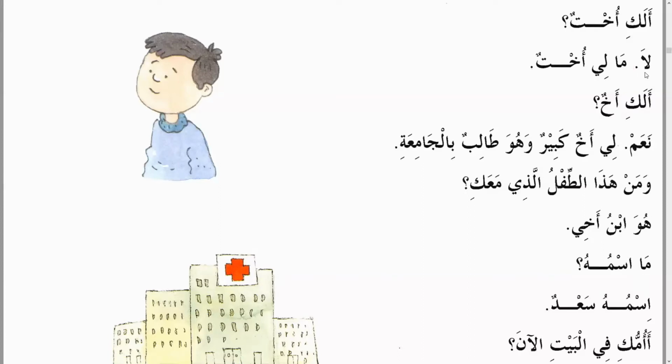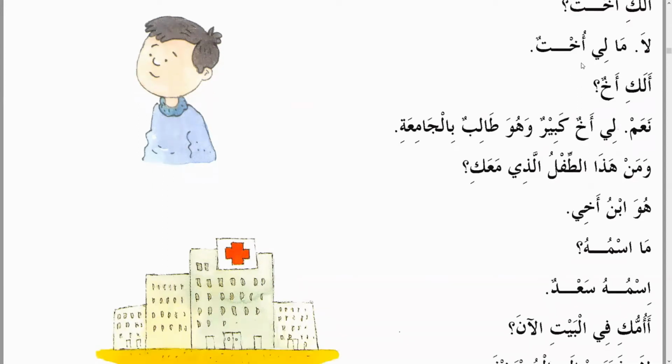La is generally used for no, but for I don't, you don't, do not, we use ma. La li ukhtun, it's the same. Ma li ukhtun. I don't have a sister.